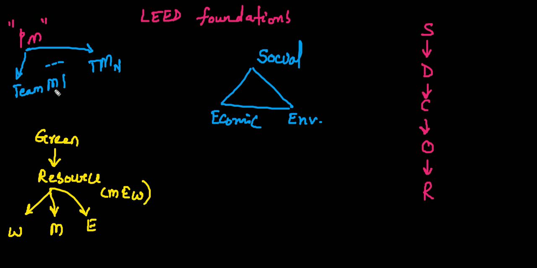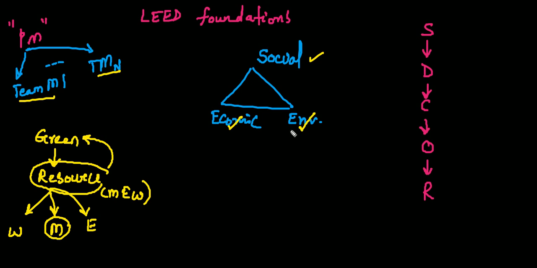So whenever your team members bring any material or any resource to your project, to your green building, they must take into consideration this. Is it socially efficient? Is it economic? Does it have any environmental impact? These conditions must all be thought into. So this is part 5.